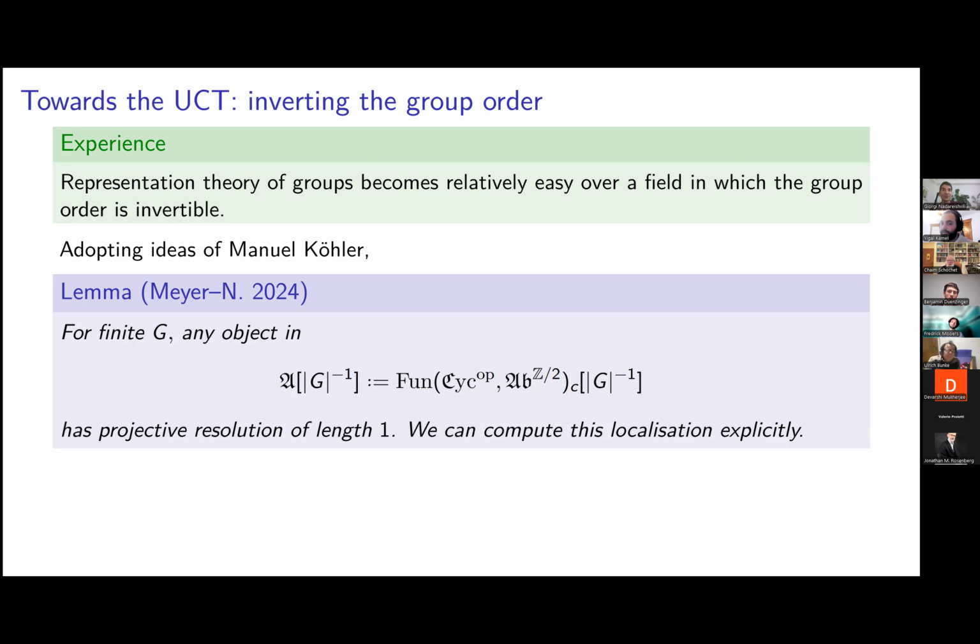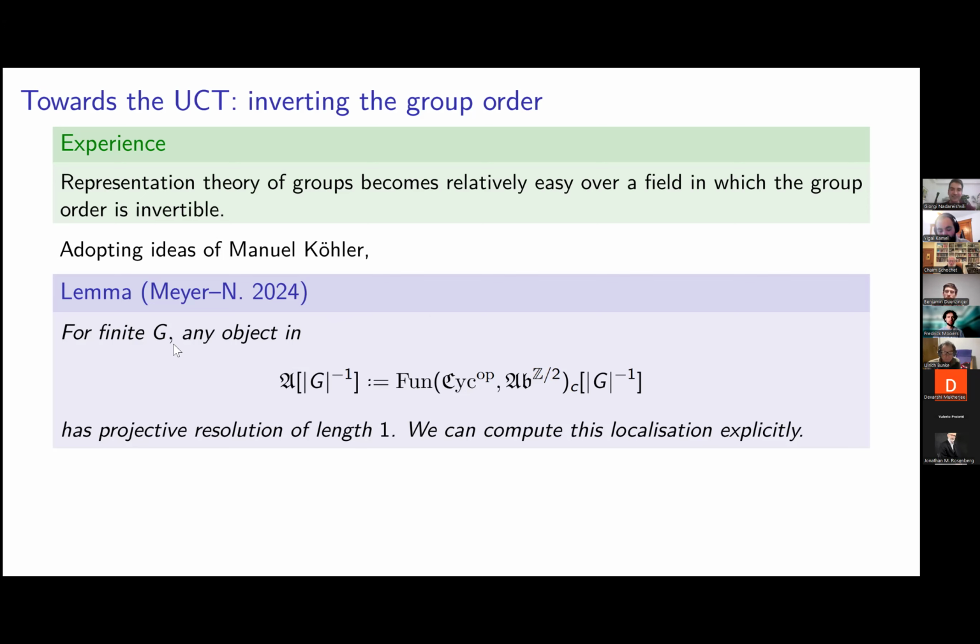This is one way to go about it, and maybe hope that if I compute more things, I more closely approximate things and maybe get length 1 resolutions or whatever. This is one way. Another way, if you're a student of group representation, is that the modular representation theory of groups becomes relatively easy, at least when the group order is invertible. So we're going to use this philosophy, adopting some ideas of Manuel Köhler, which there's many computations that go in here.